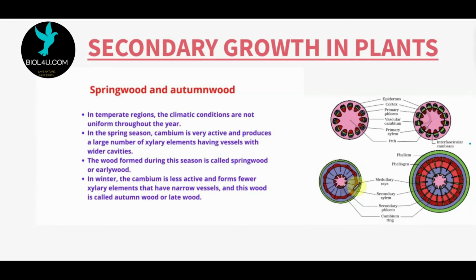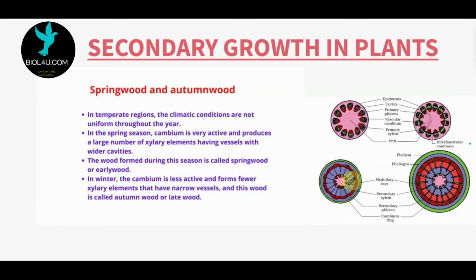Okay, the wood formed during this season is called spring wood. In the spring wood, the cambium is very active and produces a large number of xylem vessels with large cavities, and the wood produced during this spring season is known as the early wood, or the spring wood.